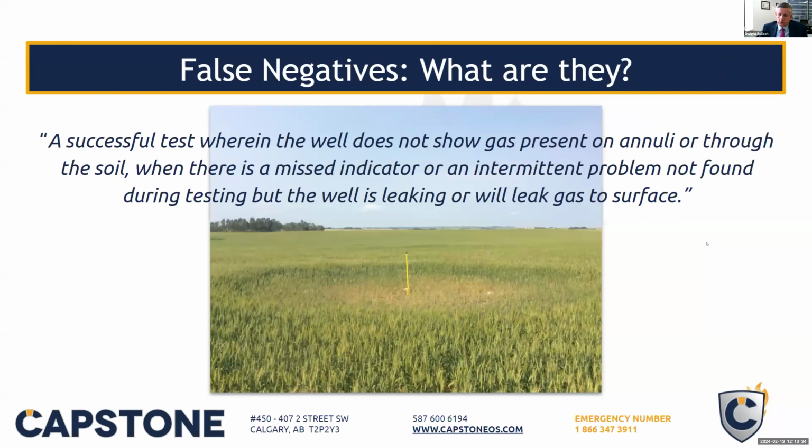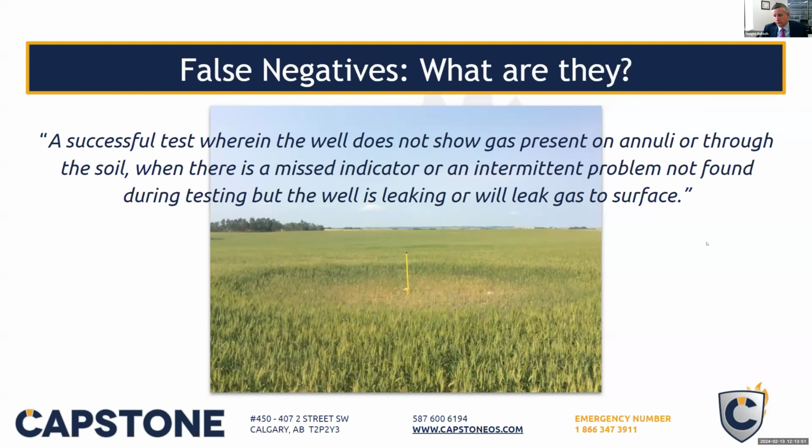False negatives. This is a much more interesting story, a much more common problem, I would say, in our industry. And this is a successful test wherein the well does not show a gas present, when there is a missed indicator or an intermittent problem not found during testing, but the well is leaking or will leak gas to surface.